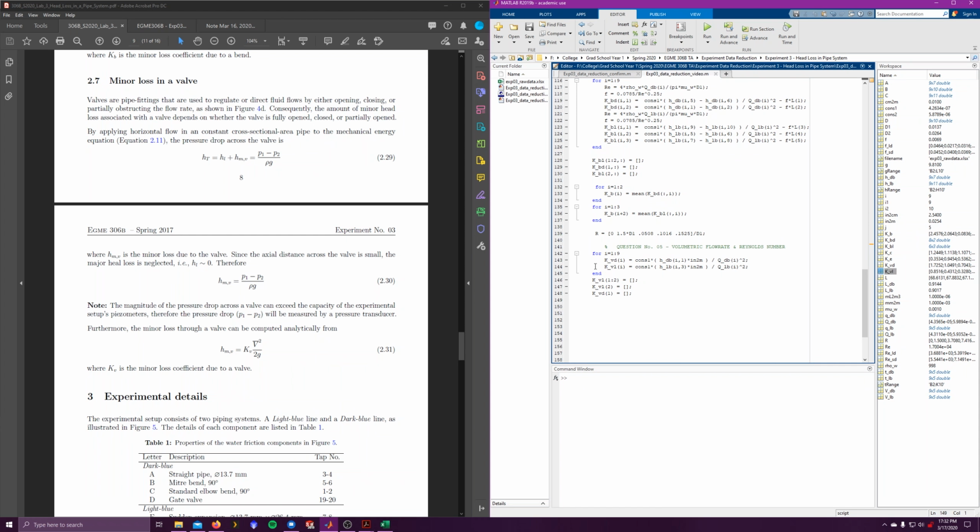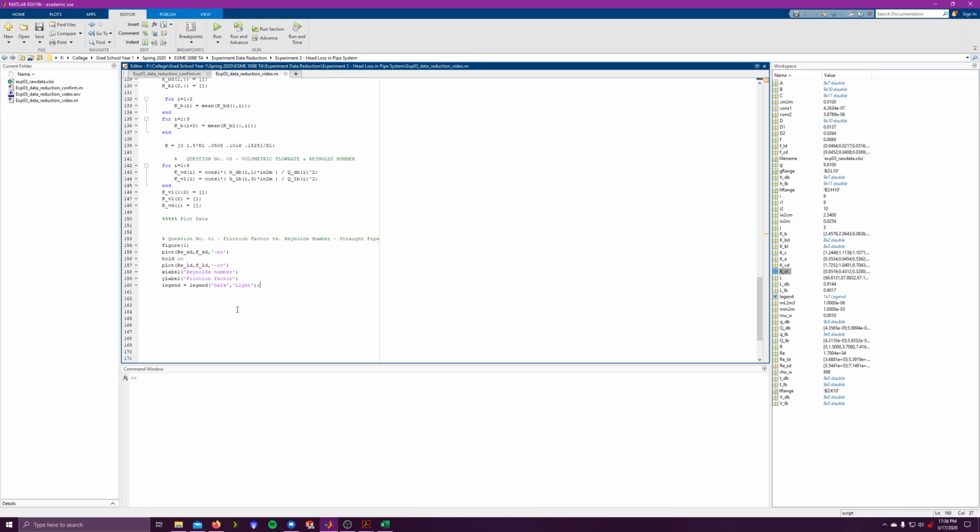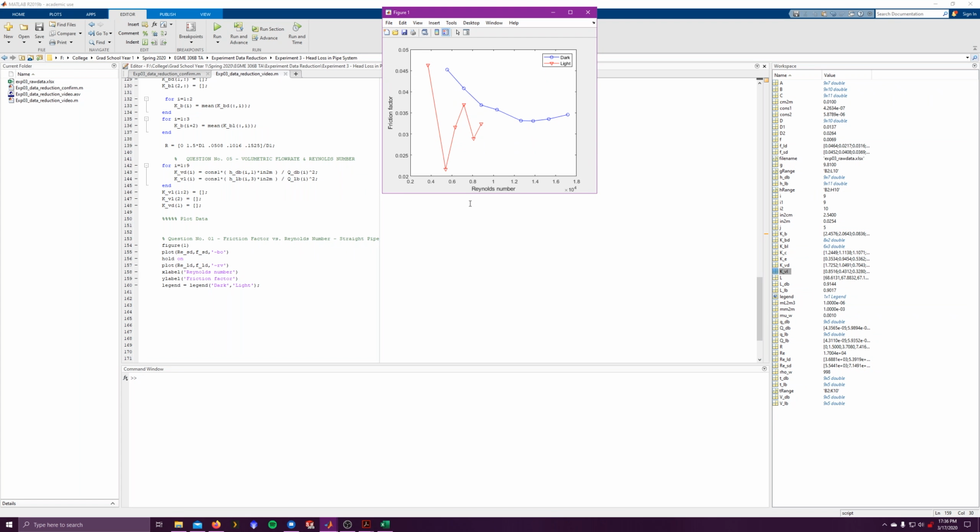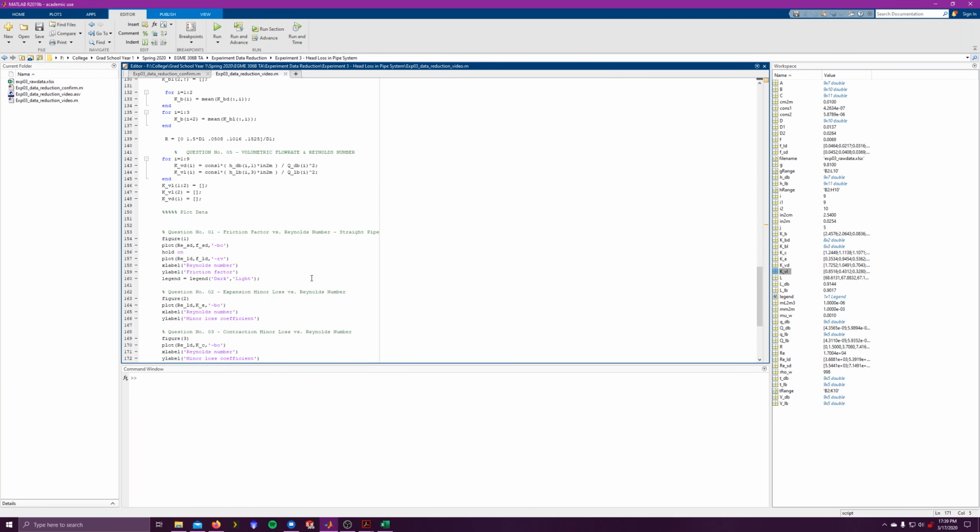You can go ahead and run that code, and then we're ready to finally plot our data. For question 1, we just have to plot the Reynolds number versus the friction factor. So we type in all this code and run it. You should get a plot similar to this. We have Reynolds number here and the friction factor here, and then we have a legend for the dark and light systems as well.